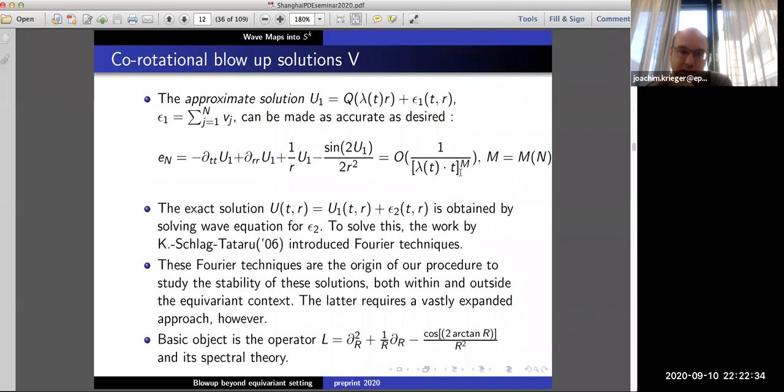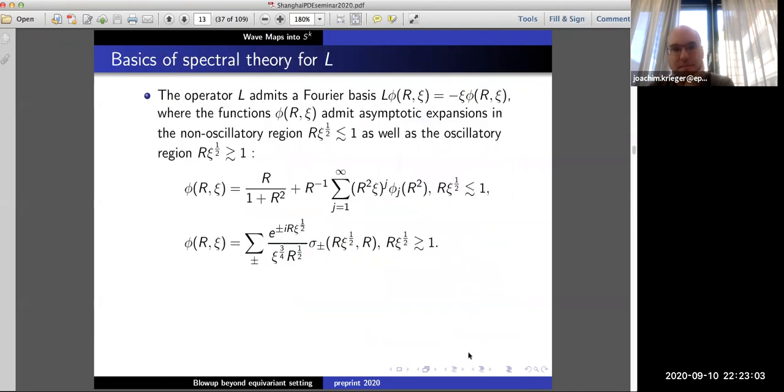So what is the basic object? Of course, it's the linearization around this Q, let's say in its time independent realization, just Q of R being 2 times arctangent R. And then the linearization that you obtain is this elliptic operator here. And then one can develop its spectral theory. The unpleasant thing about this operator is that it's singular at the origin. So it doesn't strictly fall within Weyl theory, but there are extensions of this, due to Gesztesy-Zinchenko in particular. And this furnishes you with, in this case, a fairly ready-made Fourier theory.